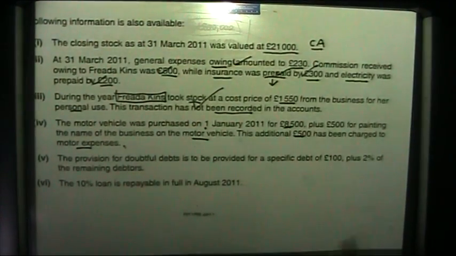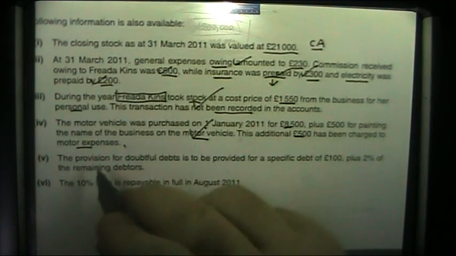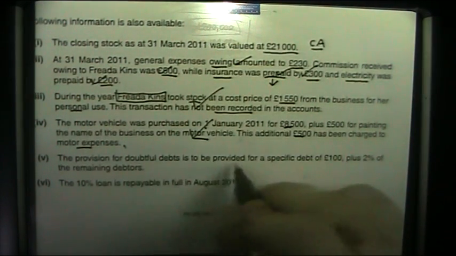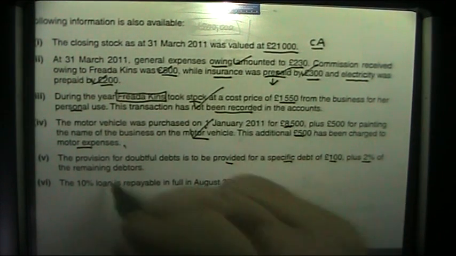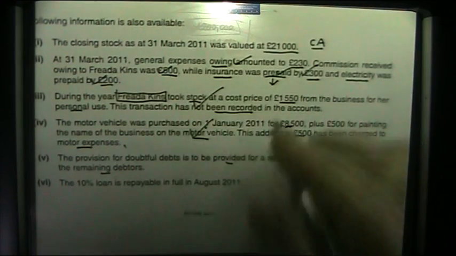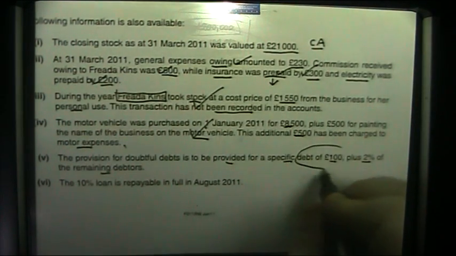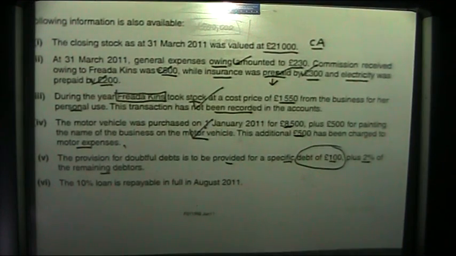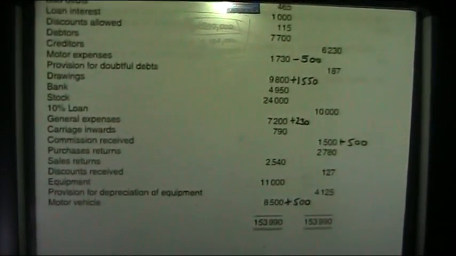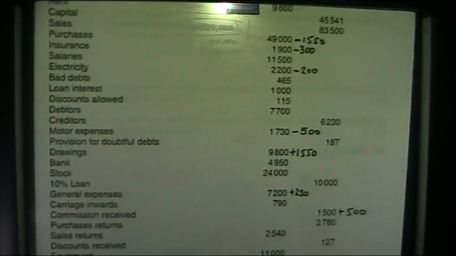Okay. Well, we're still going. We're trucking through this exam. So we've done this one. Let's have a look at note 5. The provision for doubtful debts is to be provided for a specific debt of 100 plus 2% of the remaining debtors. Okay? So we've got a specific debt of 100 there, and the rest of it is 2%. So what's the calculation? Let's have a look. Have we got any debtors up here somewhere? I'm hoping we do. Oh, there they are there.